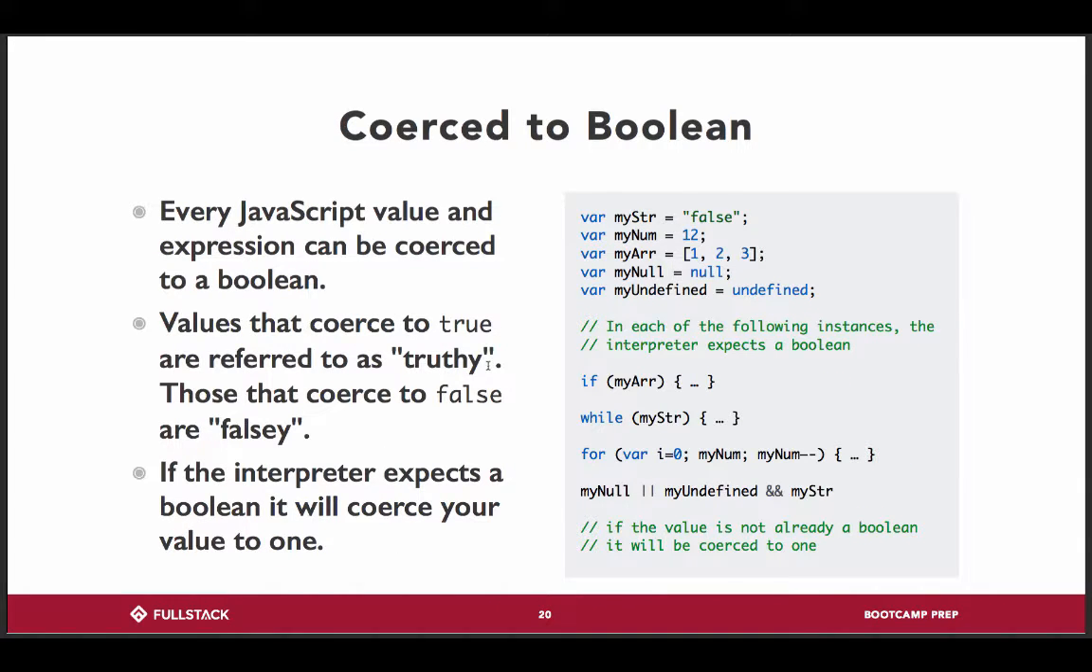Yeah, so there's pretty much only 5 values that are falsy, 1 for each type. So an empty string is falsy, the number 0 is falsy, null is falsy, undefined is falsy, and false, the Boolean false, is falsy. So if you see any of those, that's going to be a falsy statement. Otherwise, it's going to be a truthy statement.